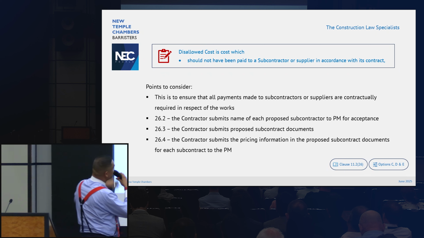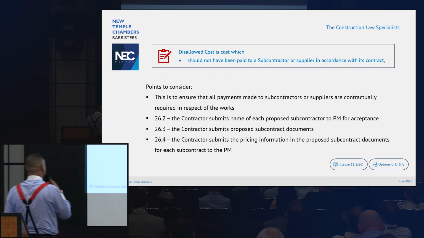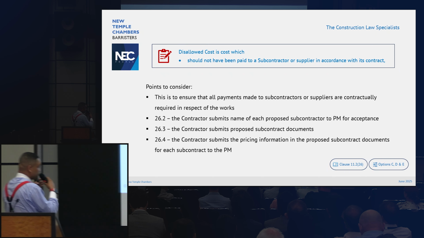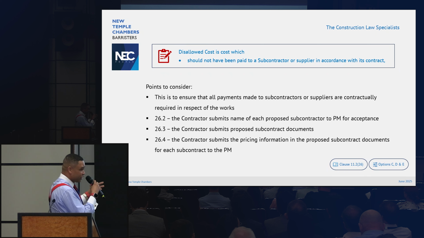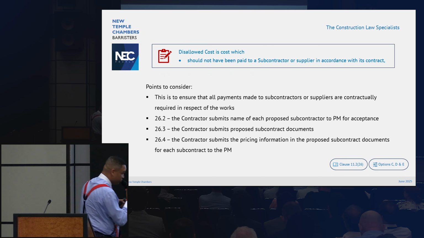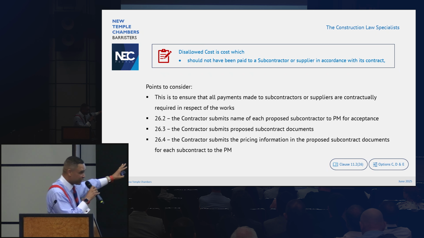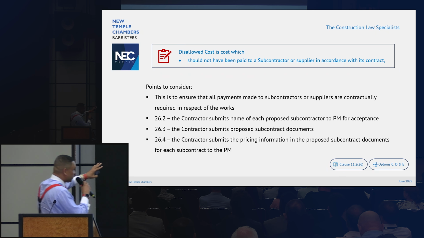This is an important one, which really should not have been paid to the subcontractor or supplier unless it's in accordance with the contract. Now, if we look at this, in itself it can be quite problematic. I've had situations where I've had to advise on this, where the contractor's put forward names and the employer's team disagree with who the contractor's chosen, or the level of documentation that's put forward is deemed insufficient.